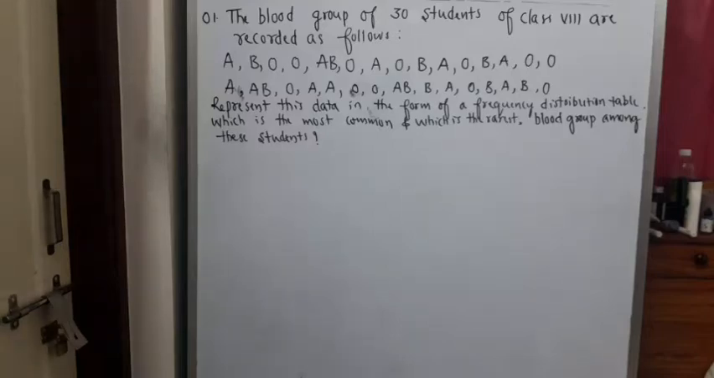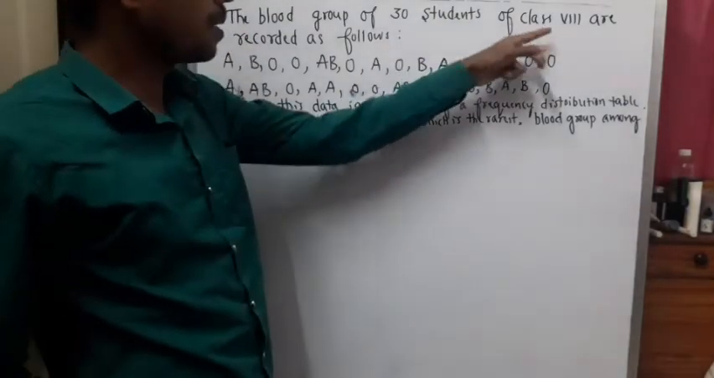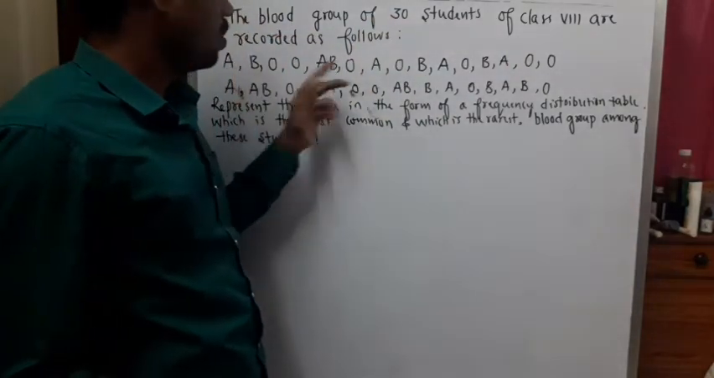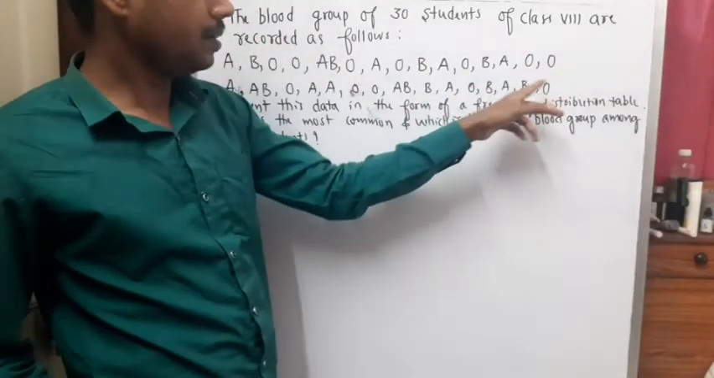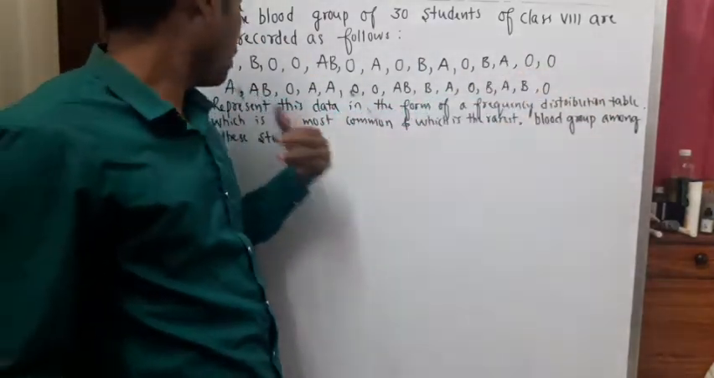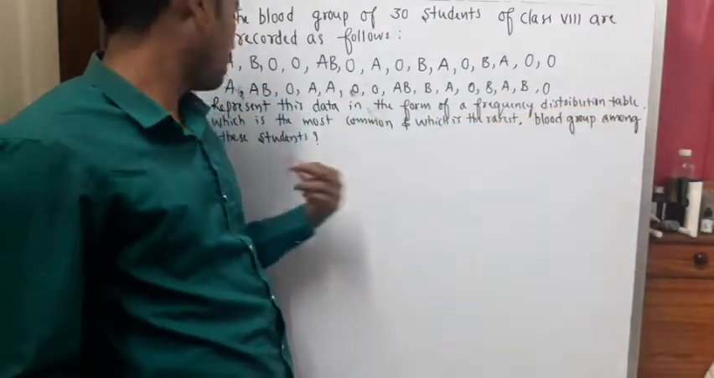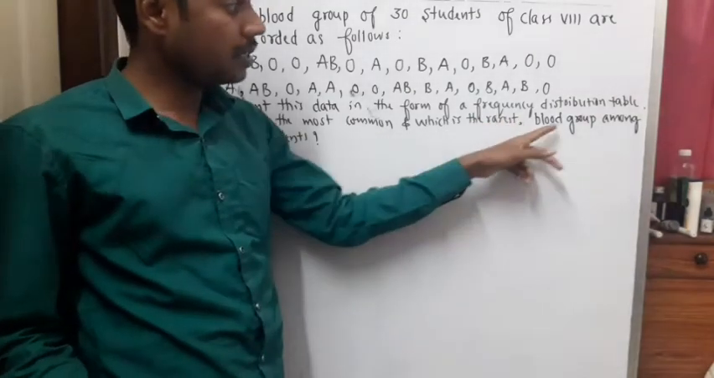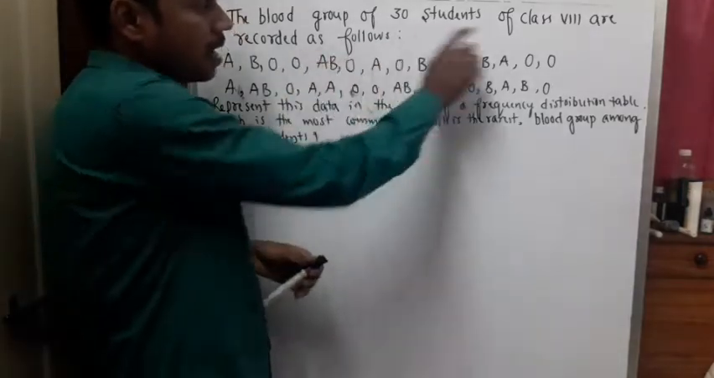Students, we will start with exercise 14.2. In the first question, the blood group of 30 students of class 8 are recorded as follows: A, B, O, and so on. Represent this data in the form of a frequency distribution table. Which is the most common and which is the rarest blood group among these students?